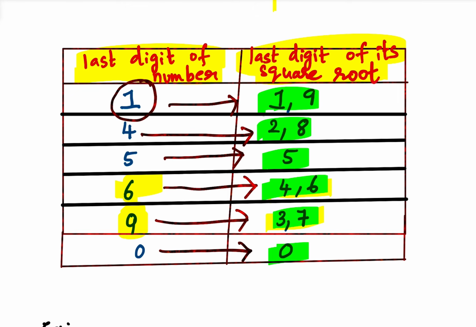For 1 and 9, the last digit of perfect square number is 1. So you can remember like this: 1 plus 9, 10; 2 plus 8, 10; 5 and 5, you can write like this, and 5 plus 5, 10; 4 plus 6, 10; 3 plus 7, 10.